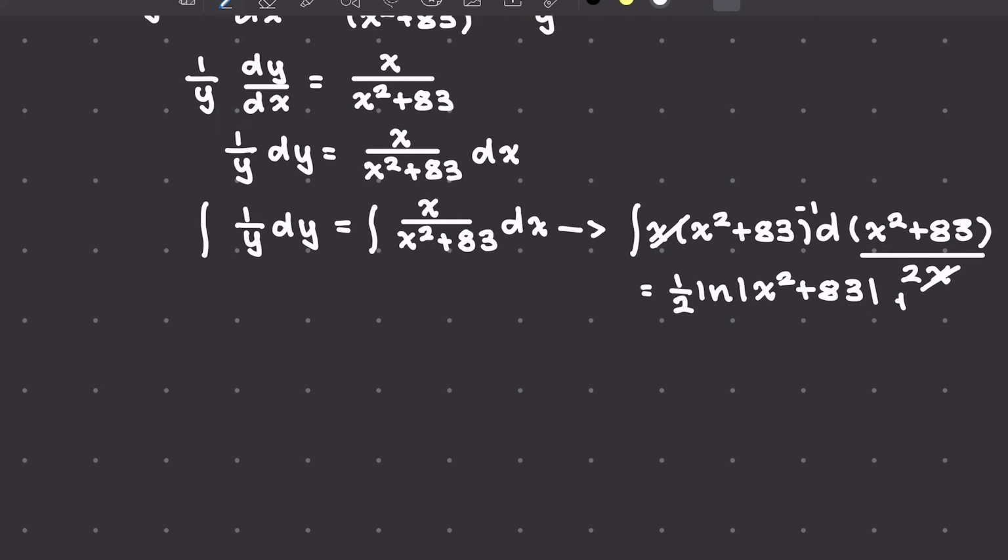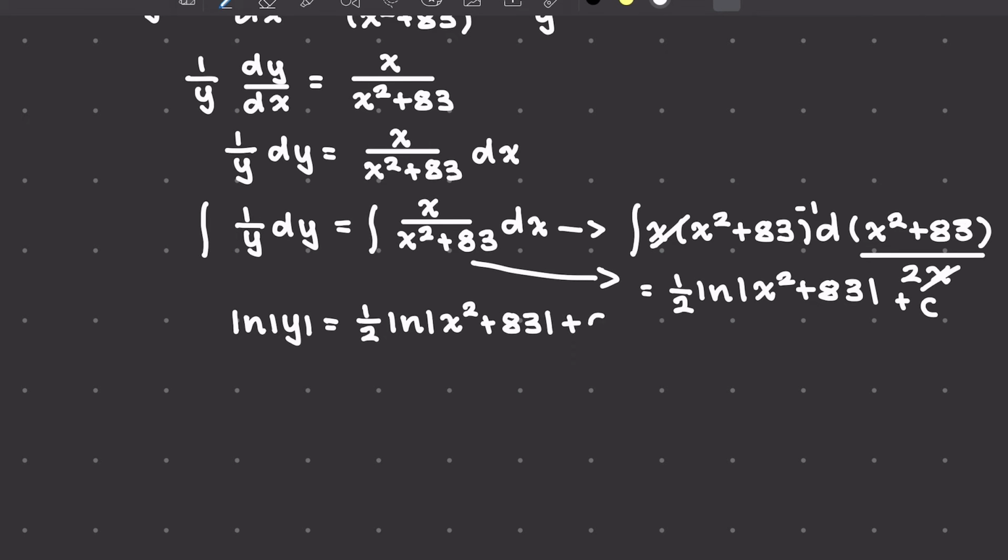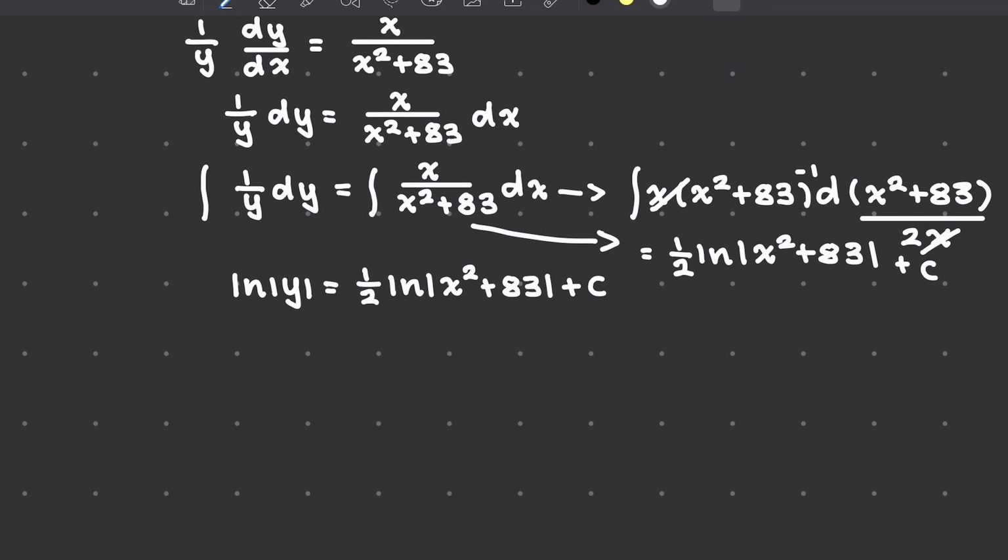But don't forget a plus c. There's plus c here. So we know the integration of this is this, and the left side will just become ln of y, and the right side is 1 over 2 times ln of, don't forget the absolute values, because in differential equations, absolute values really matter. And I'll tell you why when we get to the next chapter.